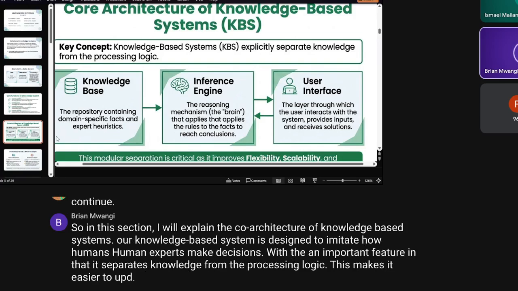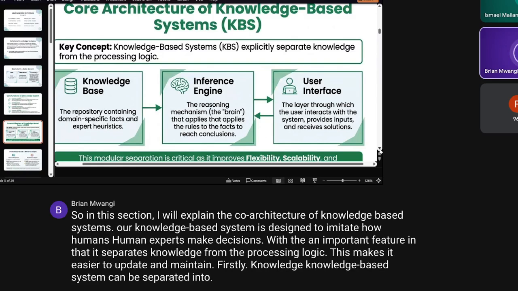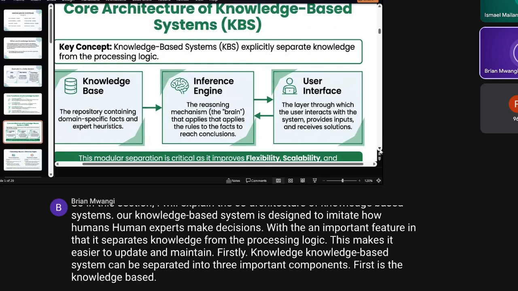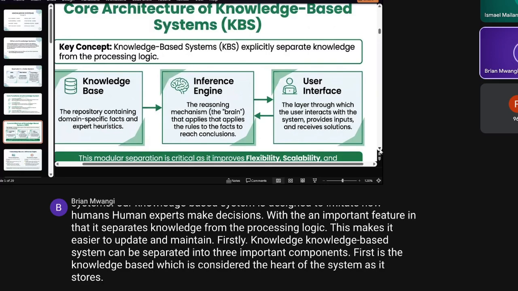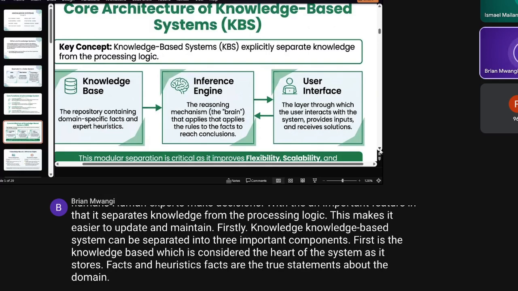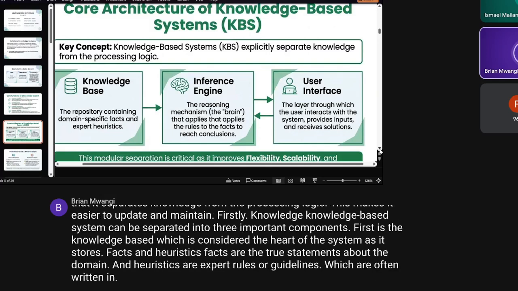Firstly, a knowledge-based system can be separated into three important components. First is the knowledge base, which is considered the heart of the system, as it stores facts and heuristics. Facts are the true statements about the domain, and heuristics are expert rules or guidelines, which are often written in if-else rules or if-then rules.